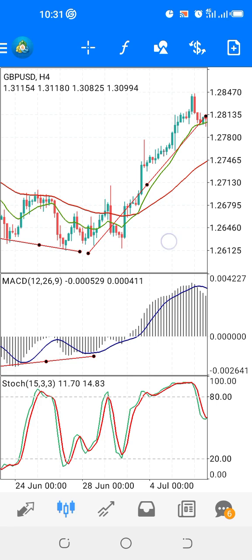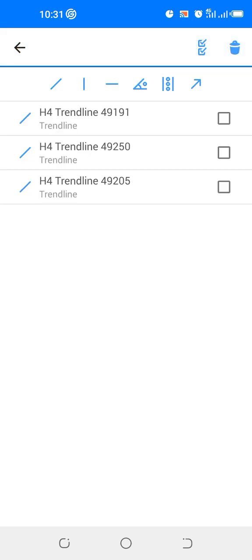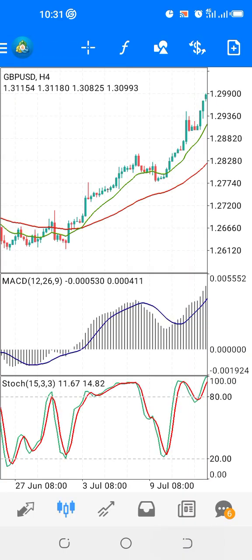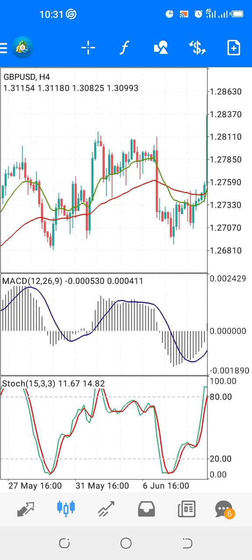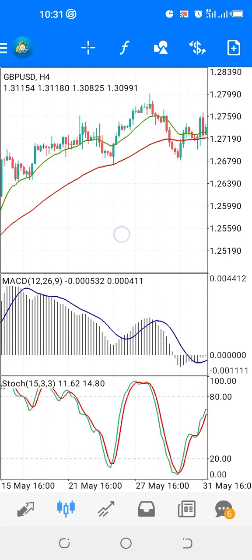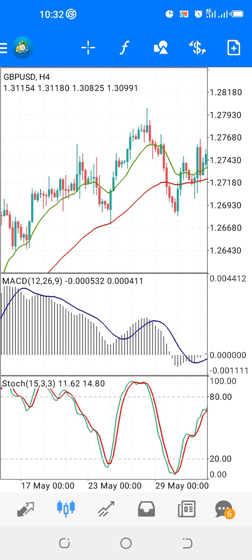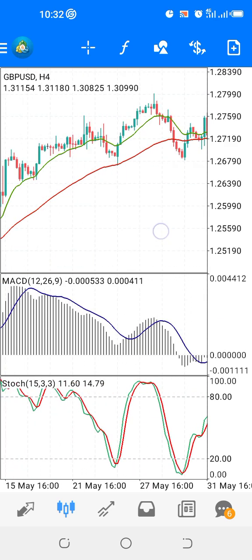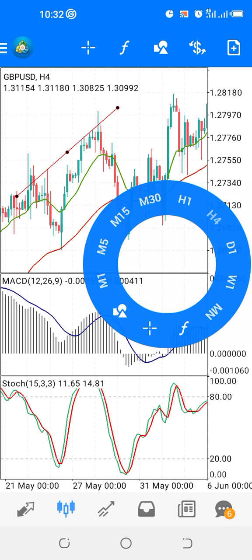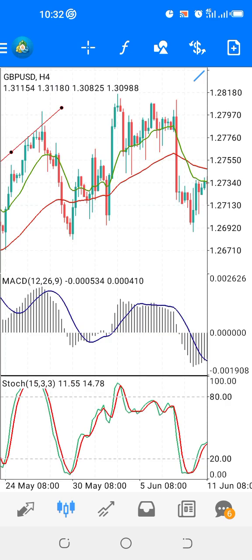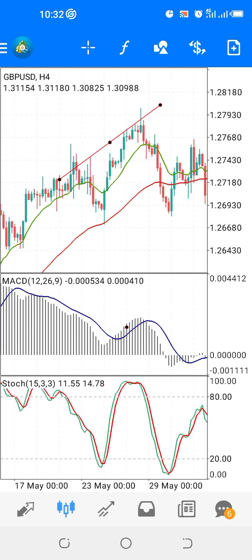So let's look for other examples. Let's scroll down the chart and find other examples of divergences. If you look at this chart down here, you find a very beautiful example. You see at this point, price was moving up, then the oscillator was taking the opposite direction.